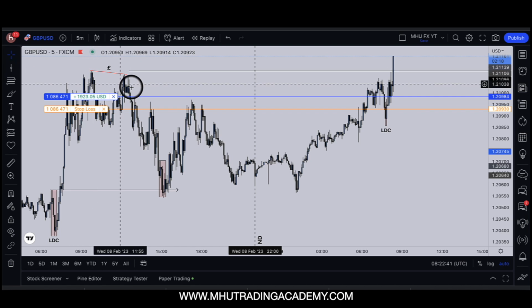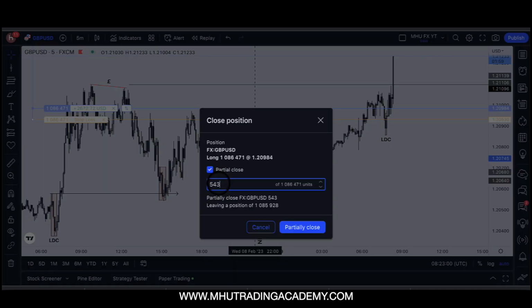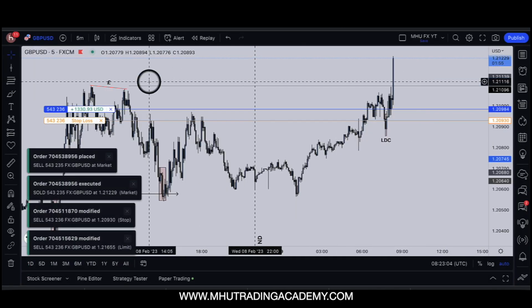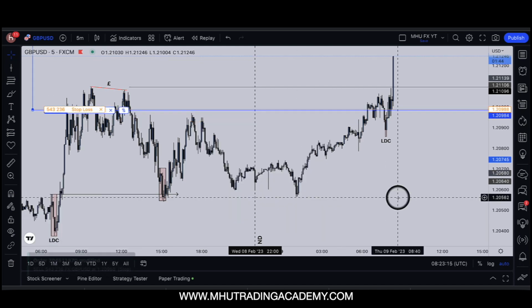We just run out these relative equal highs. I'm going to go ahead and take off half of that position. 5, 4, 3, 2, 3, 5. It's happening really quick. There we go, partial close. Boom. And that's the first one done. We just take it off 50%, and I want to move my stop loss into just above break even. There we go. And I'm going to let the rest of the trade ride.